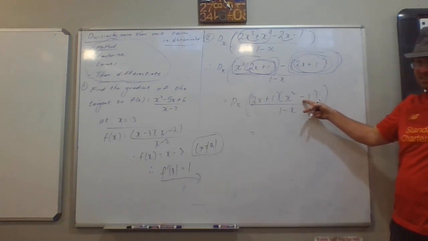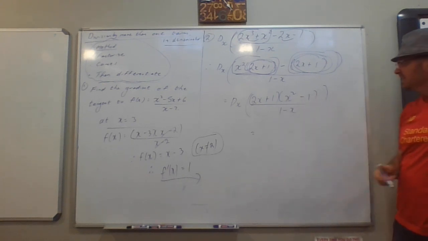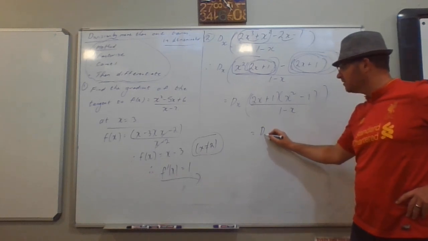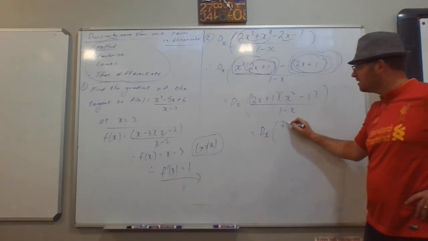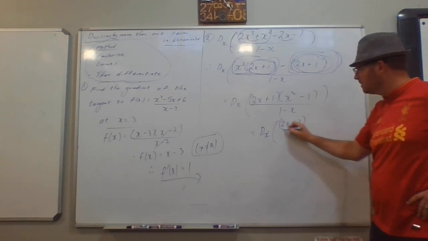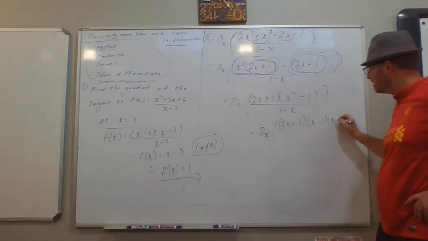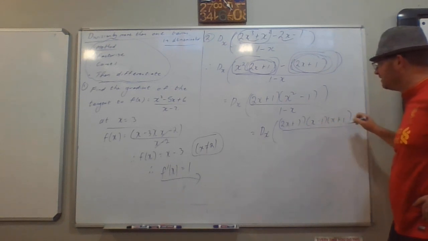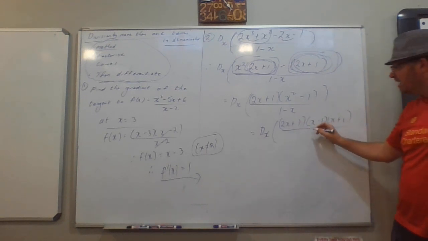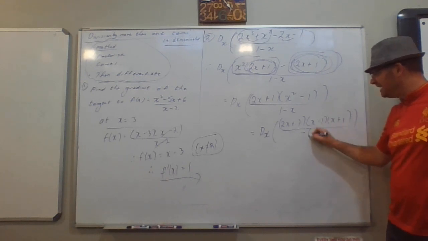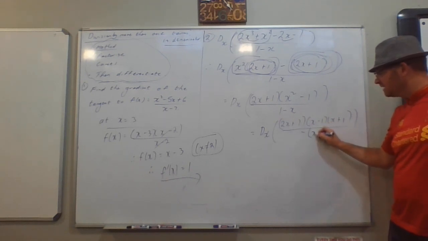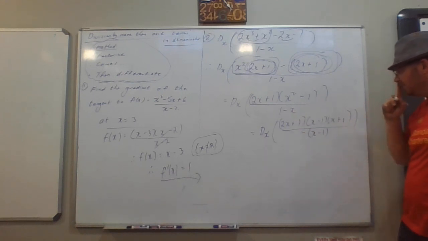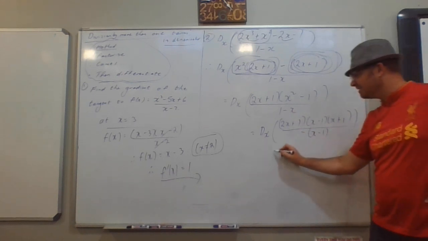Go factorize that, change signs, cancel. So I get the derivative, give it a try, of (2x plus 1)(x minus 1)(x plus 1). Now, I want to cancel and I've got 1 minus x here. So how do I overcome that problem? I take out a negative from the denominator to get back to where I started. That'll be negative (x minus 1). I'll take out the negative. Now, I can go cancel.